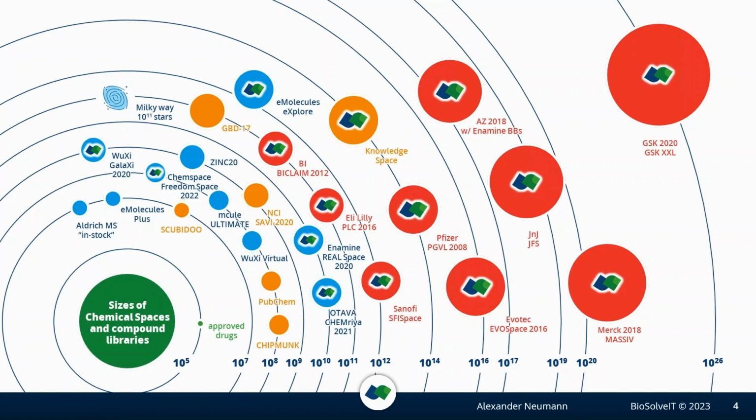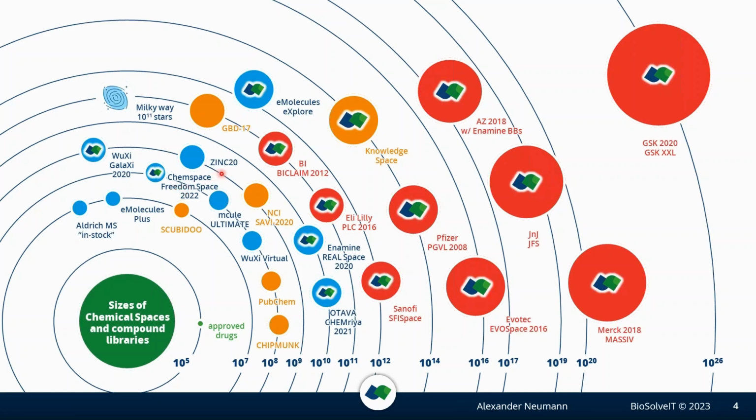And as you can see, the approved drugs, or at least drugs that have reached the clinical state, are in the range of 10 to the power of 5. And once we leave those numbers and approach those 10 millions, 2-digit millions, we see that there are some enumerated spaces, compound lists, where you can select compounds to buy from.